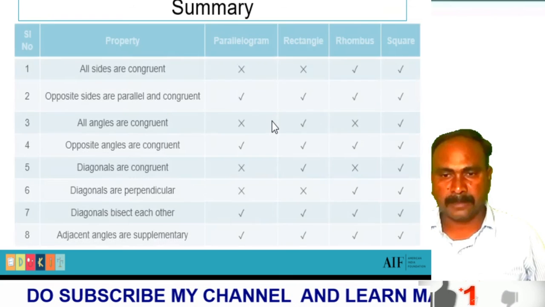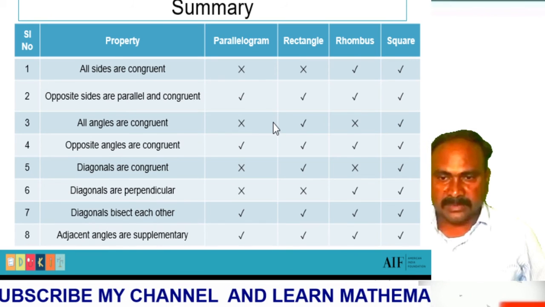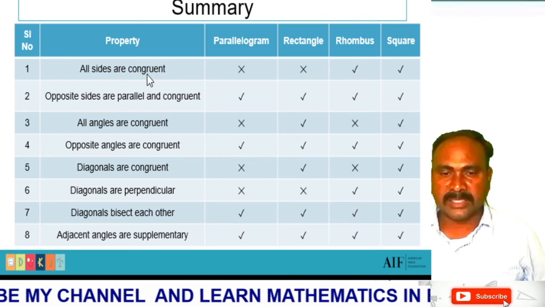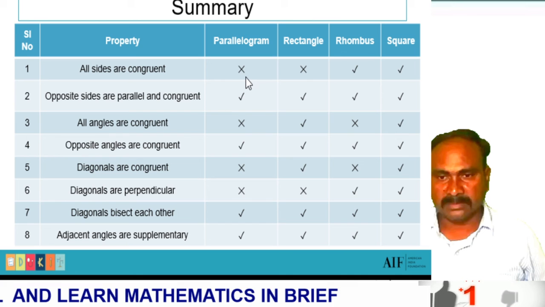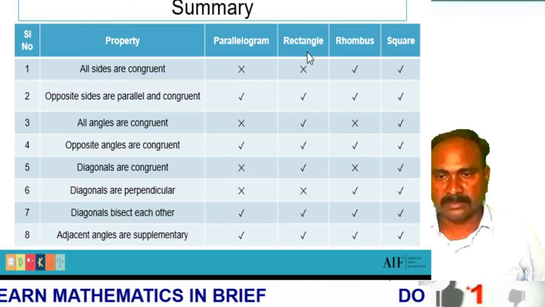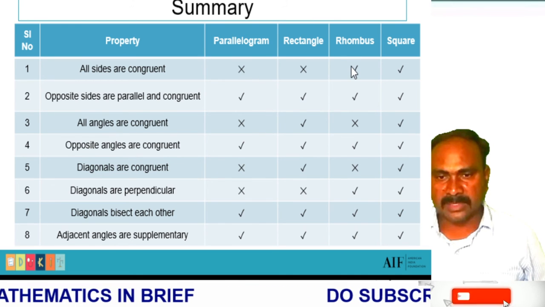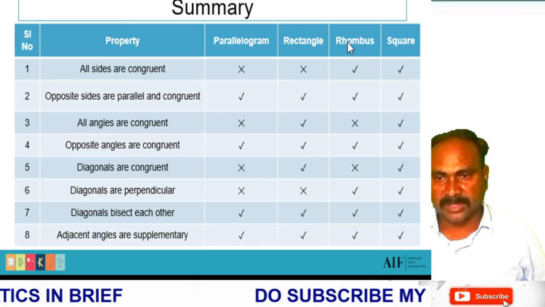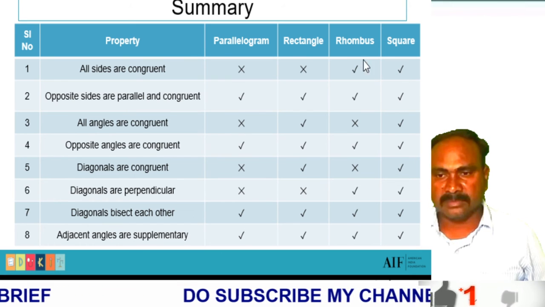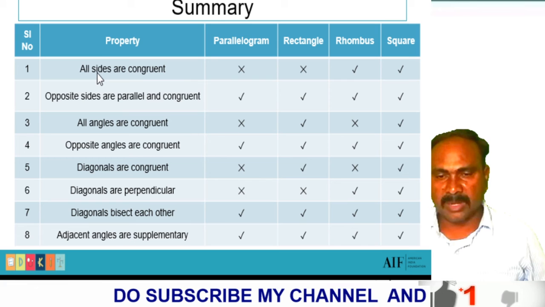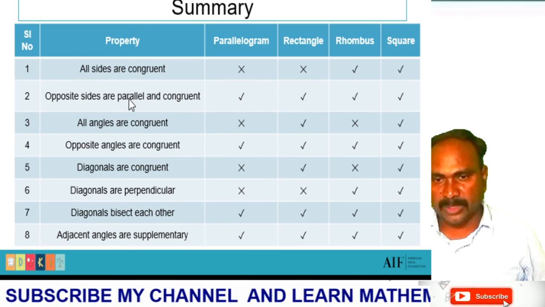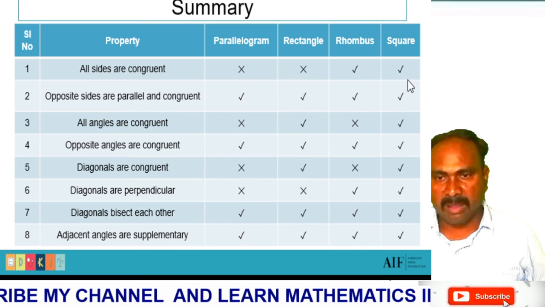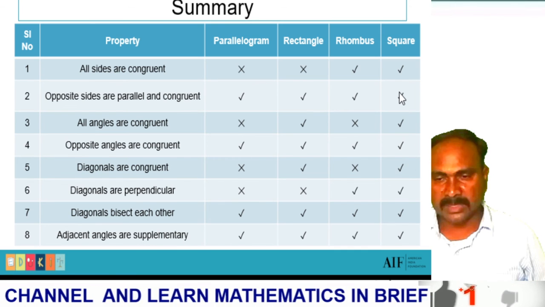Summary of properties. All sides are congruent: in a parallelogram, no; rectangle, no; rhombus, yes; square also yes. So rhombus and square have this property. Opposite sides are parallel and congruent: all parallelogram, rectangle, rhombus, and square.